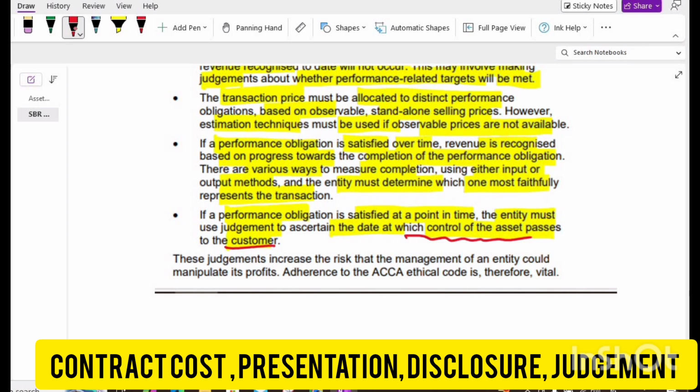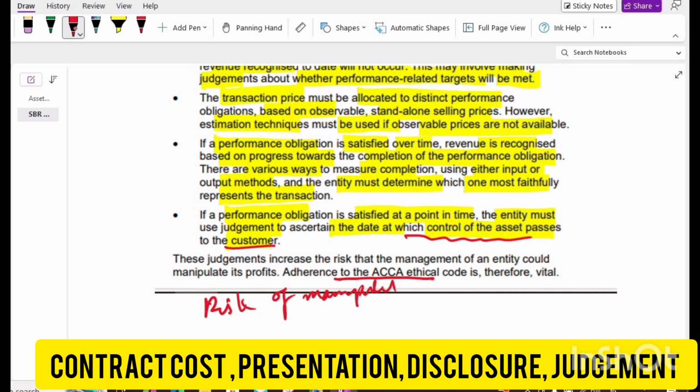The first one is the risk of manipulation. Because these judgments affect the recognition of revenue, there is a risk that the company might manipulate the profit. And there are some ethical guidelines; adhering to the SEC ethical code is crucial to avoid any misuse of judgment in recognizing revenue.